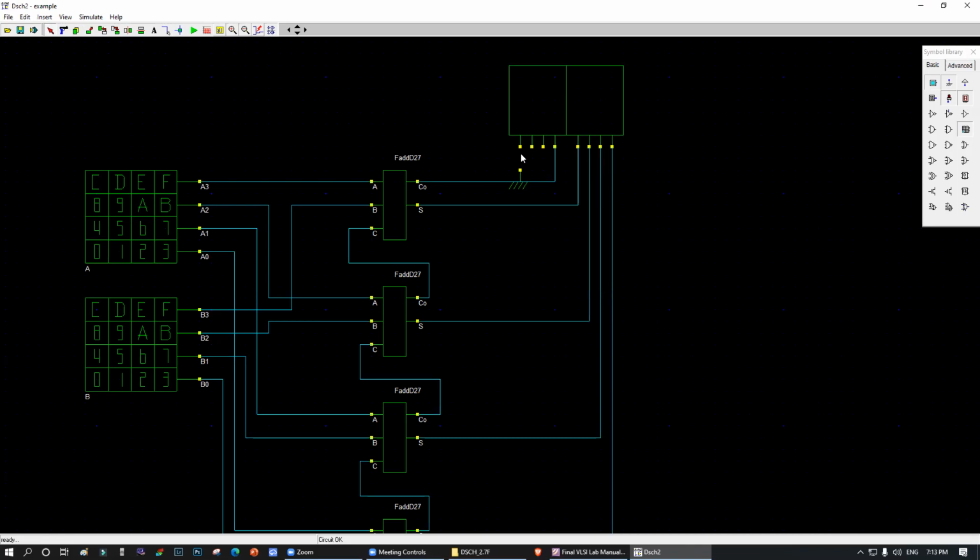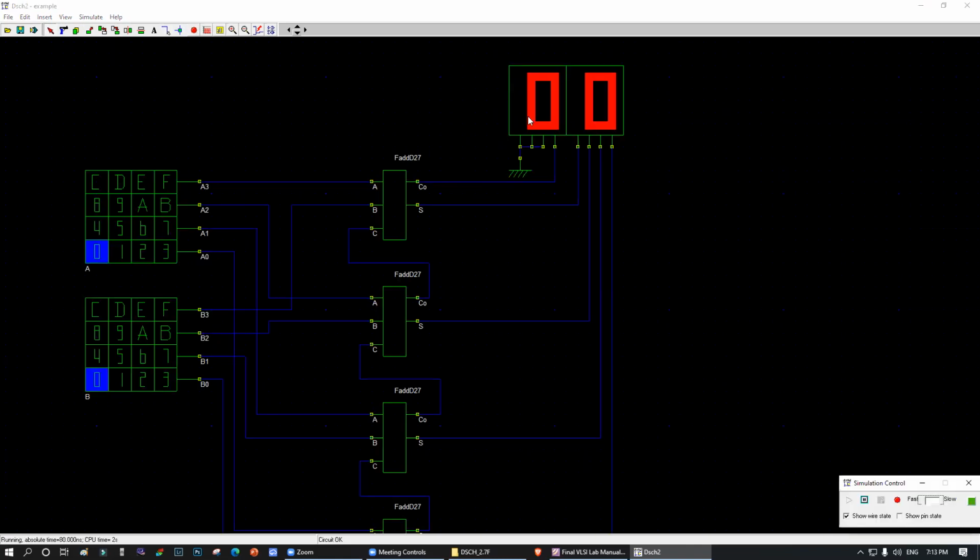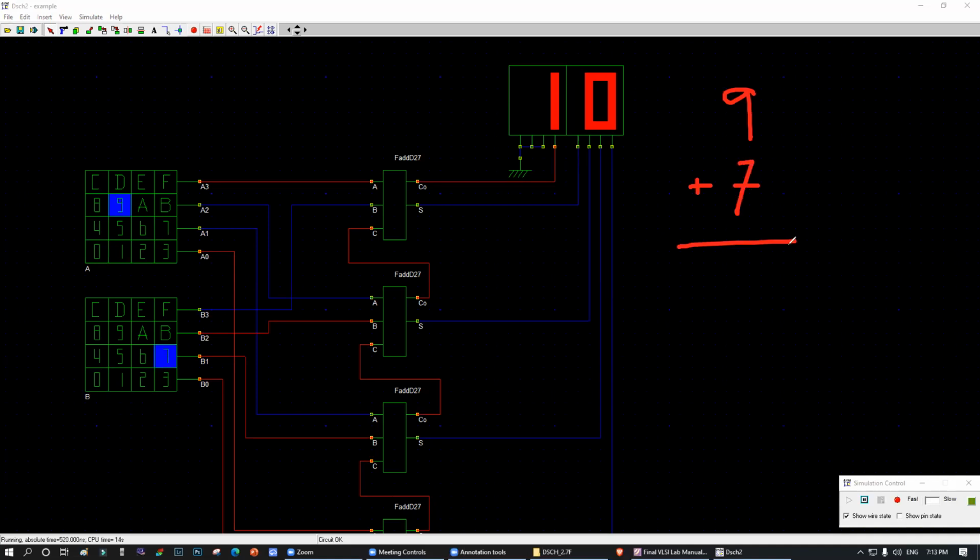We have to make them grounded if we do not use any pin. Now here, look at this, right? Now the display is fine. Now I want to add 9 plus 7. Your result is right. 9 plus 7, 10. Equal to 10, right?